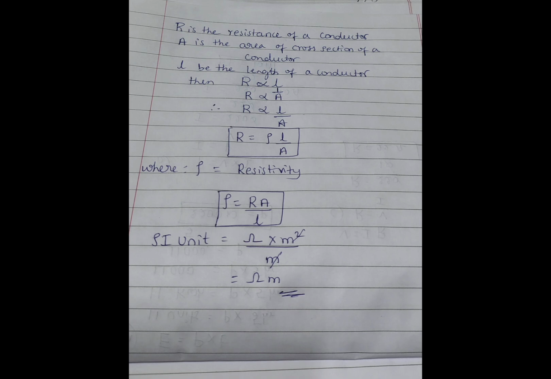So from this formula I am going to write the SI unit. You know the resistance SI unit, that is ohm. Substitute ohm in the place of resistance. Then the area SI unit you know, that is meter square. Write meter square in the place of A. Then the length SI unit is meter. Substitute M, that means meter, in the place of L. Now we can cancel M and M. So what we will get? Ohm meter. The SI unit of resistivity is ohm meter.